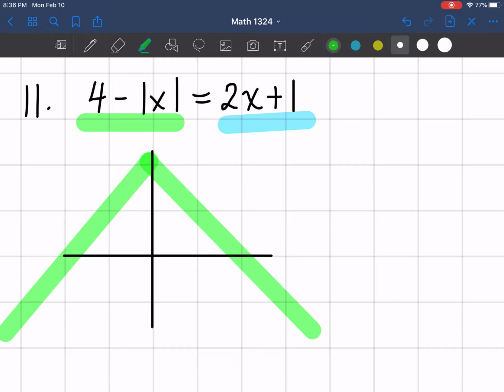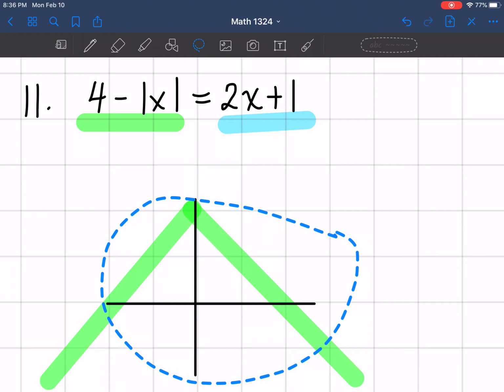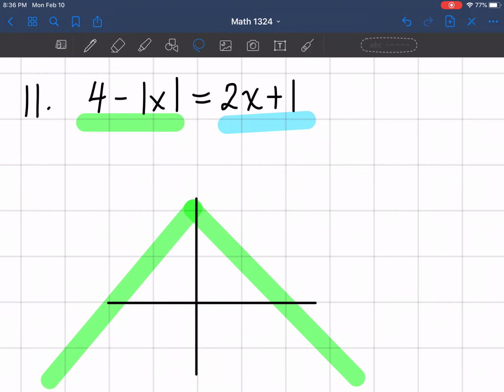Now the graph on the right-hand side is just a line, y equals 2x plus 1. That is a line with slope 2, and it's up 1 unit. So I'm going to try and draw what slope 2 looks like, and move this so that it has y-intercept at 1, roughly. These lines are really, really thick.